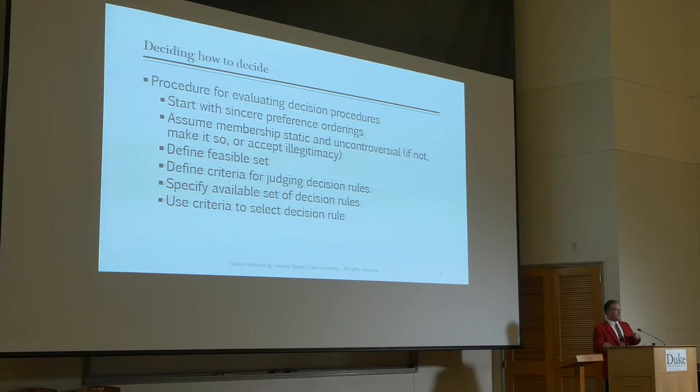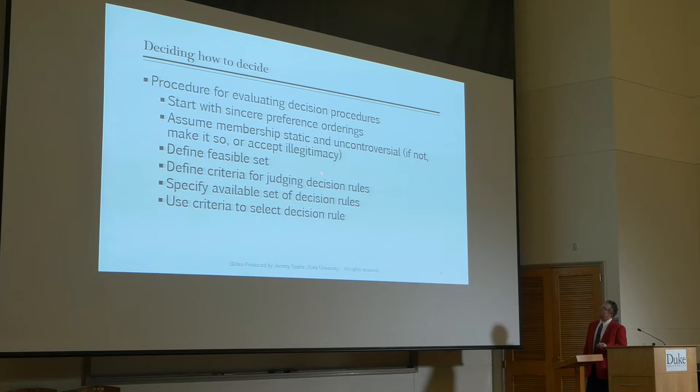Feasible set means these are the things that are allowable. There are some things that are not allowed. Restrictions on religion, restrictions on things that would violate part of the Bill of Rights, those are not allowed, even if a majority wants them. We define criteria for judging decision rules, which is a difficult thing. We can argue about that. We can specify the available set of decision rules, what decision rules are allowable, and then try to use those criteria to select the decision rule.